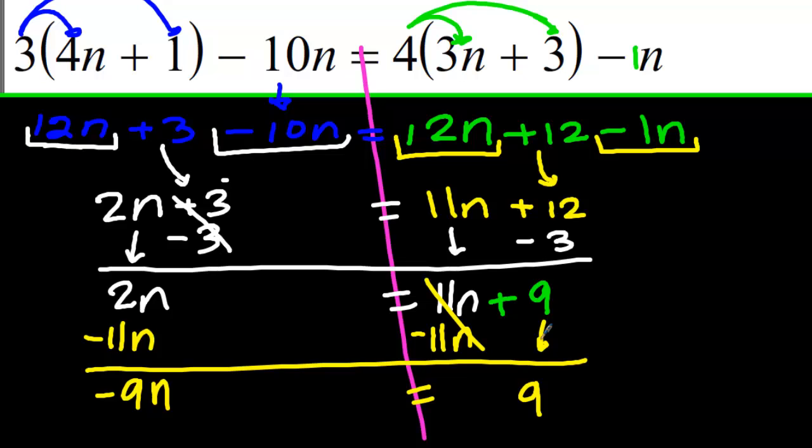Alright. Last, divide everything by the coefficient of n, which is negative 9. Negative 9. Okay? So the answer is negative 1. Alright? Okay.